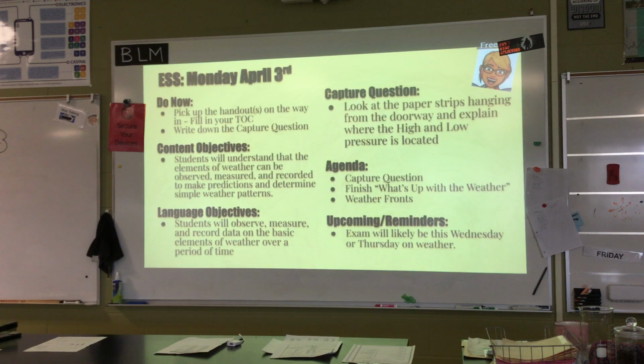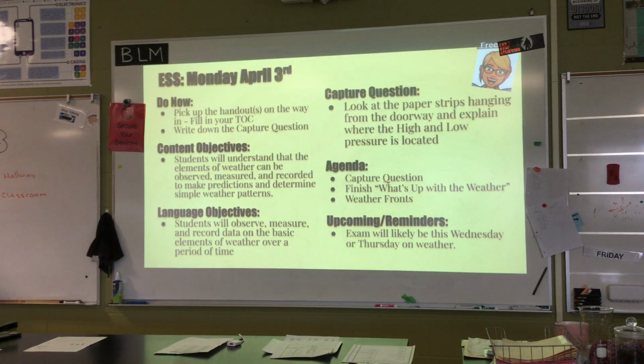Rebel says high pressure is in the hallway. How many of you agree with Rebel? High pressure is in the hallway. I have 1, 2, 3, 4. I've got a lot of people. I agree with you that it is. How do you know, somebody else other than Rebel? So we've got high pressure hallway, which means that we have low pressure classroom.